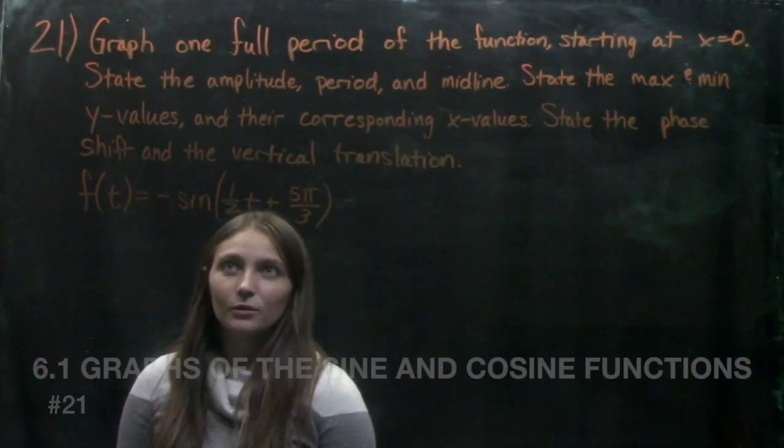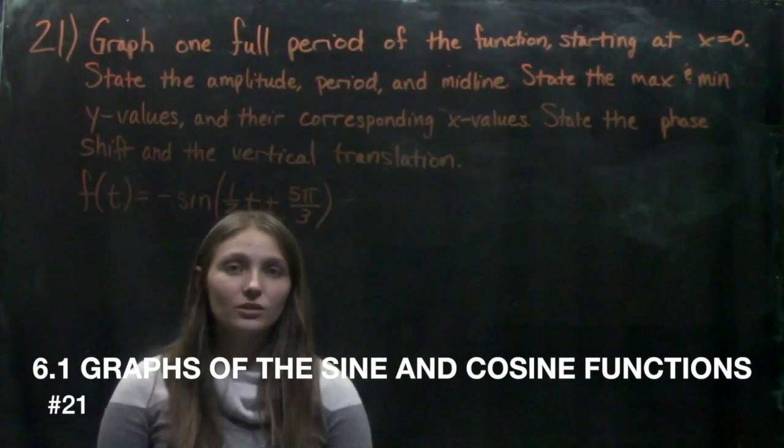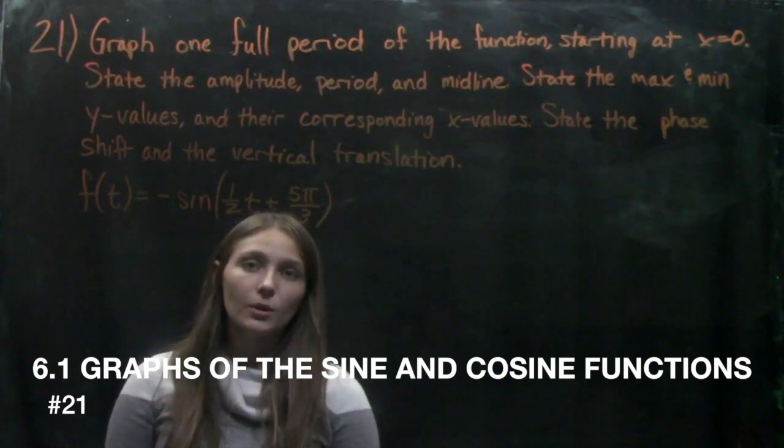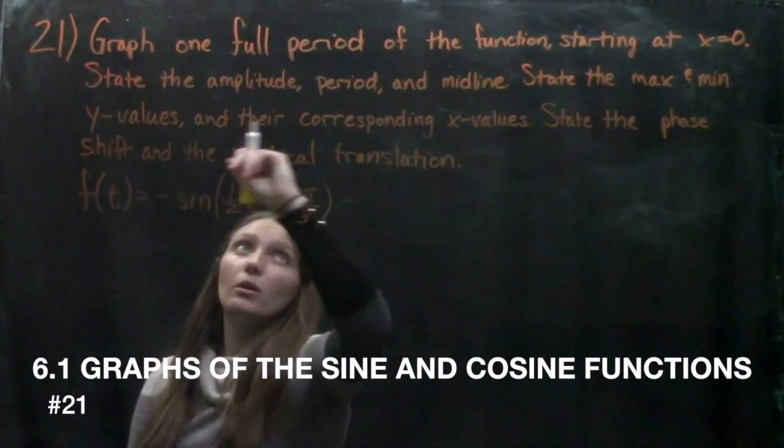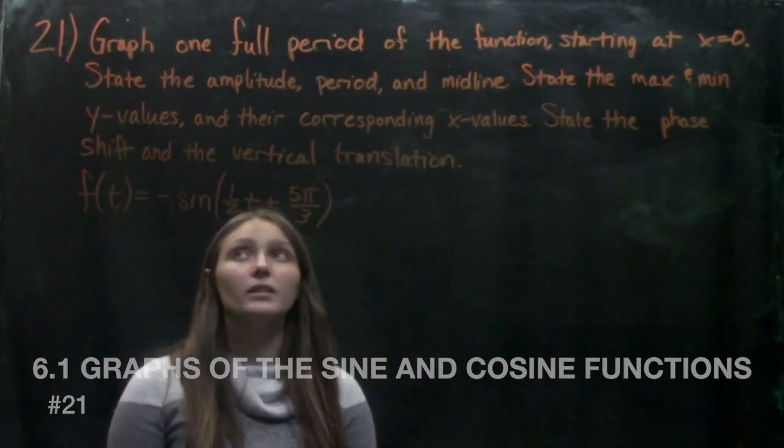Hey guys, today we're going through chapter 6 on periodic functions. We're in section 1 going over how to graph these functions. So this is number 21, and 21 says graph one full period of the function starting at x equals 0.